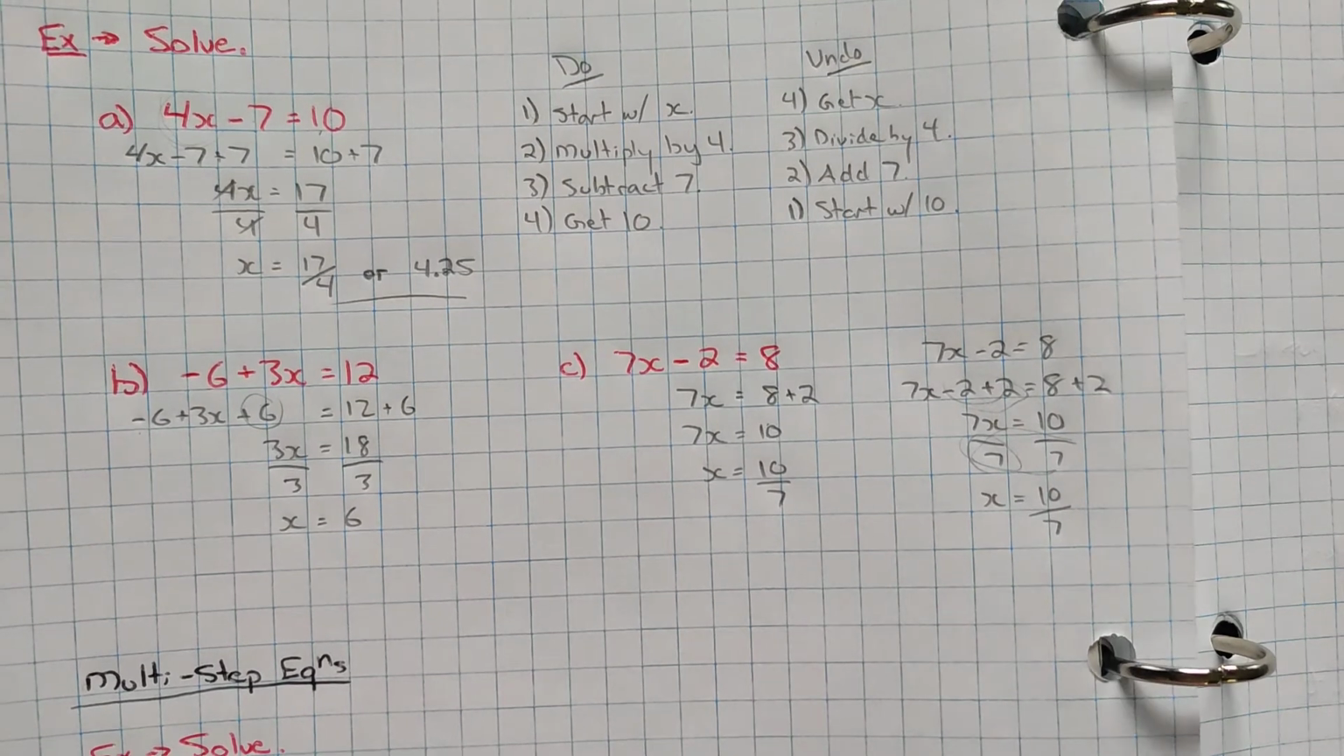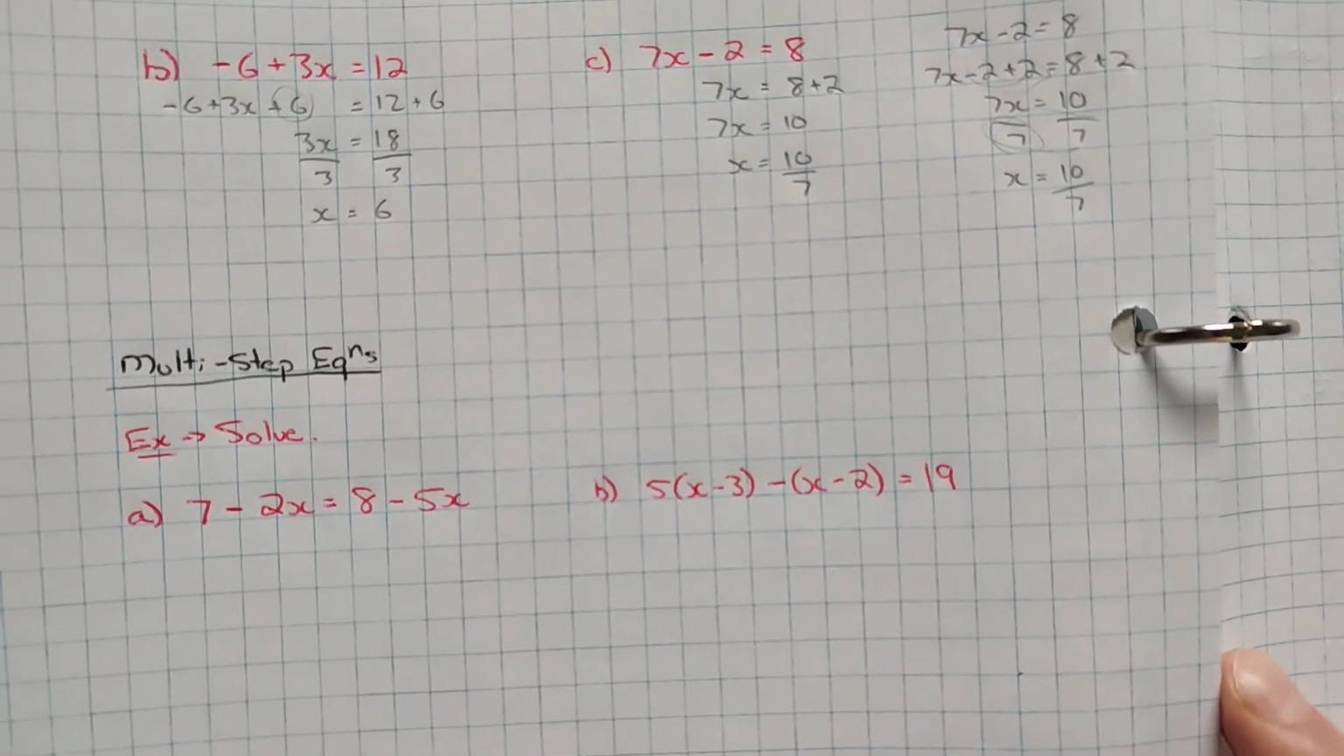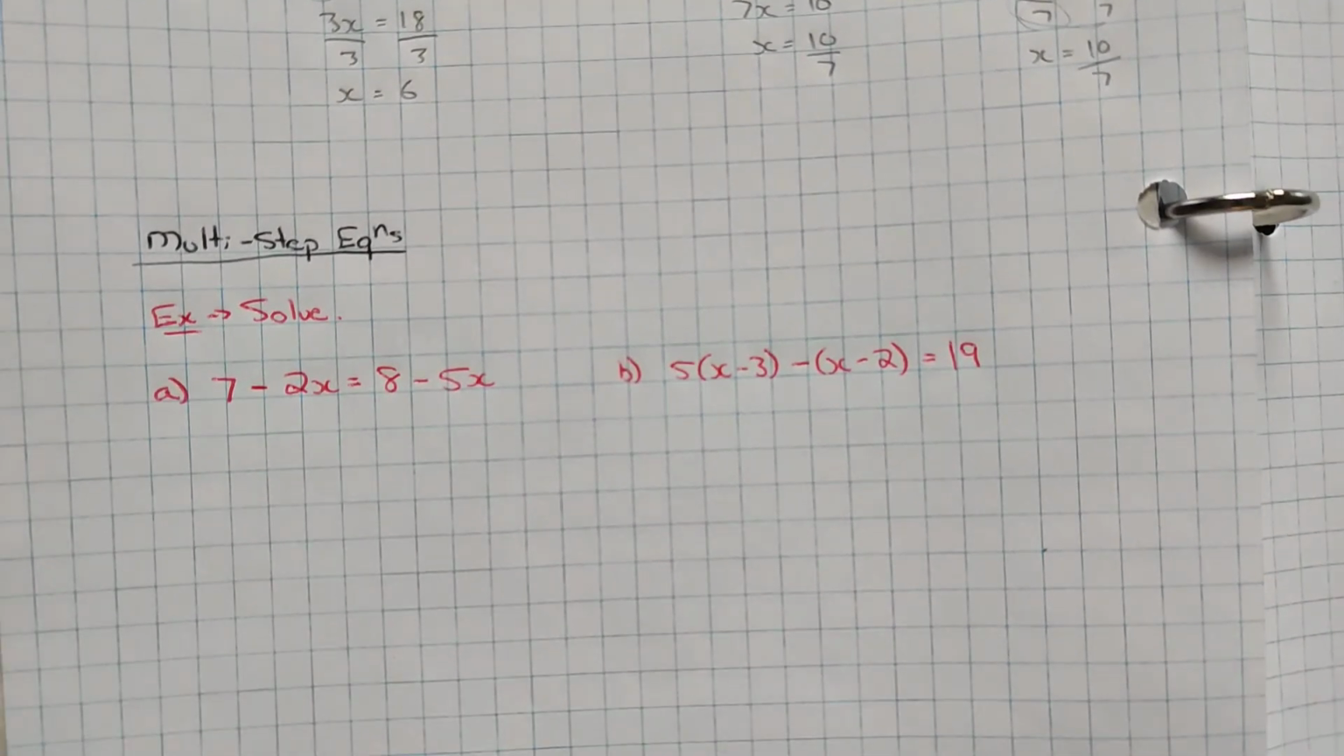Now moving on, we got multi-step equations. So here is where we might have brackets, we might have exponents on both sides, we might have more than 2 calculations to do to move through everything. In the first case here, we have 7 minus 2x equals 8 minus 5x. We want to get our variables on the same side first. That's going to be my first goal. And then we want to get the constant numbers, 7 and 8, on the other side by themselves.